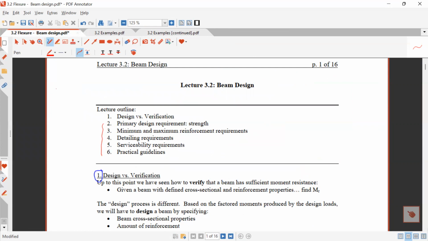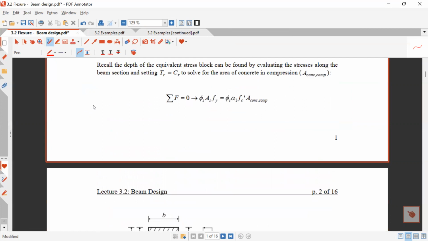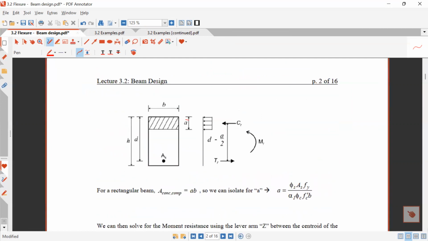Magda is asking, can you repeat what's A? Let me see if I have it in this handout. It's this, the depth of the equivalent stress block. C is the depth of the actual neutral axis, the limit between the compression zone and the tension zone. A is what we use to get this equivalent rectangular stress block. So that's the difference between the two. Is that clear, Magda? All right. Okay, good. Let's continue.